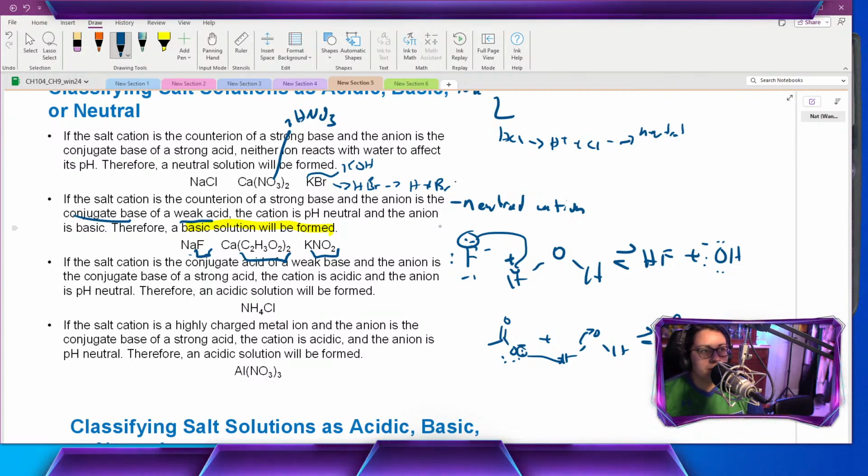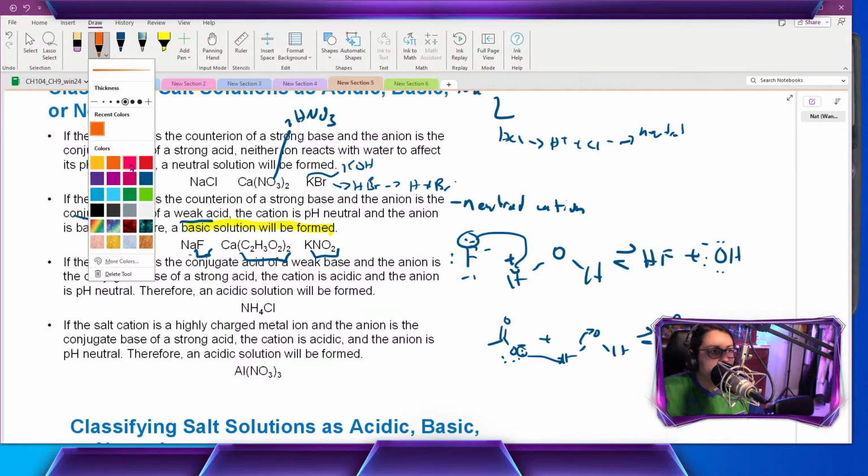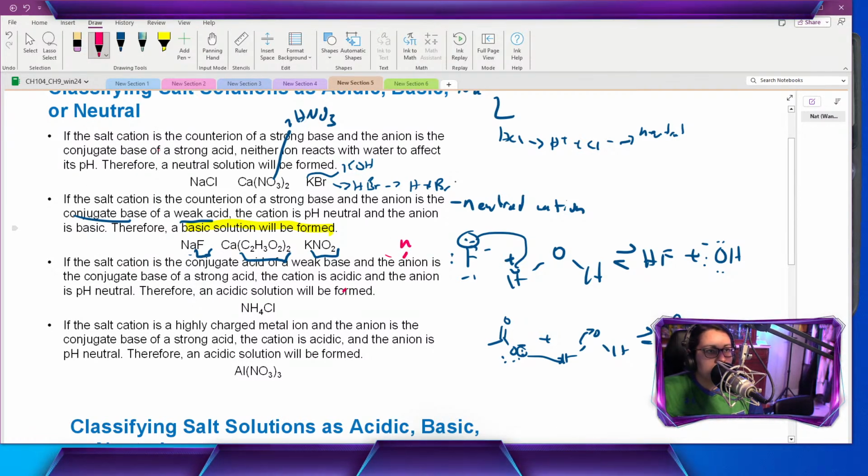And so now let's look at the next scenario. If the salt cation is a conjugate acid of a weak base, and the anion is a conjugate base of a strong acid. Okay, so that tells us the anion is neutral. Now you might need some more colors. Getting crowded, right? So the anion is neutral. But this is one of those where there's only so many examples. The cation is the conjugate acid of a weak base. Well, there's only so many salt cations then.